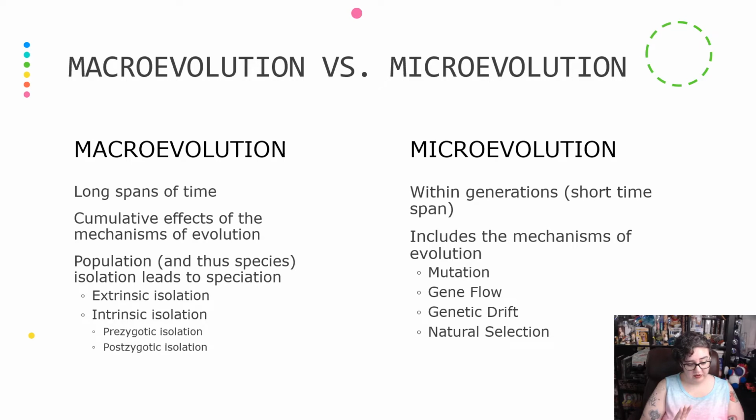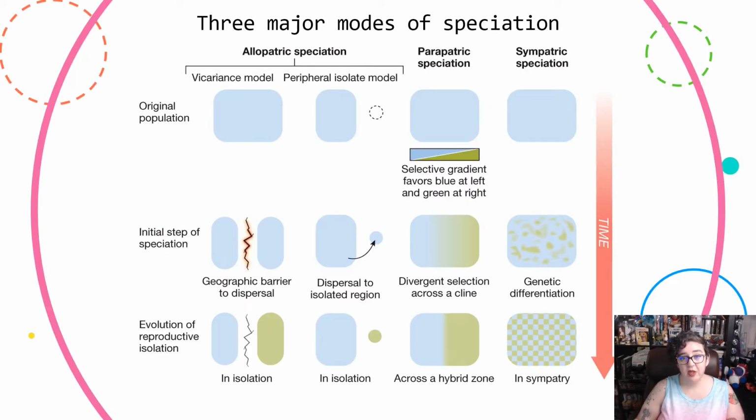Right? So these new species arise via isolation mechanisms. We're talking about extrinsic isolation, which I will define in a second, intrinsic isolation, and then within intrinsic isolation, prezygotic isolation and then postzygotic isolation. And we're going to go through all of these mechanisms together. So there are three major modes of speciation: allopatric speciation, parapatric speciation, and sympatric speciation, right?